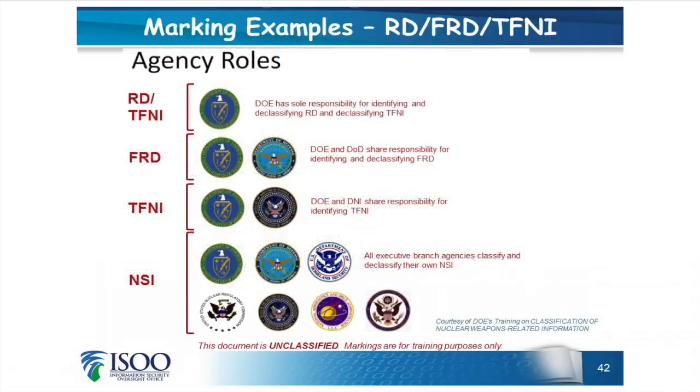This slide emphasizes the classification and declassification authorities for RD, FRD, TFNI, and NSI. DOE has sole responsibility for identifying and declassifying RD and declassifying TFNI. DOE and DOD share responsibility for identifying and declassifying FRD. DOE and DNI share responsibility for identifying TFNI. All executive branch agencies classify and declassify their own national security information, or NSI.